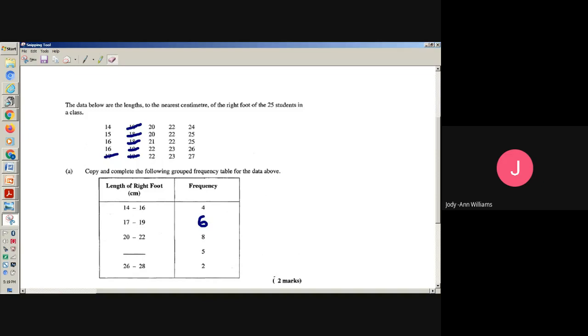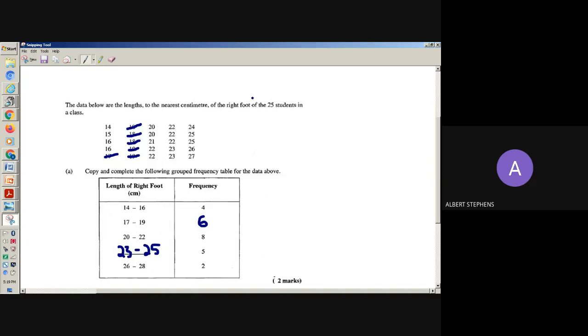So would it be 23 to 25? Yes, it's going up by 3, right? Because if you subtract that, what do you get? 3. If you subtract that, what do you get? 3. So this must be 23. And 22 plus 3 gives you 25. Yes, you're correct. Everybody see that, class? Yes, sir. All right, so that's an easy 2 marks. Any questions?